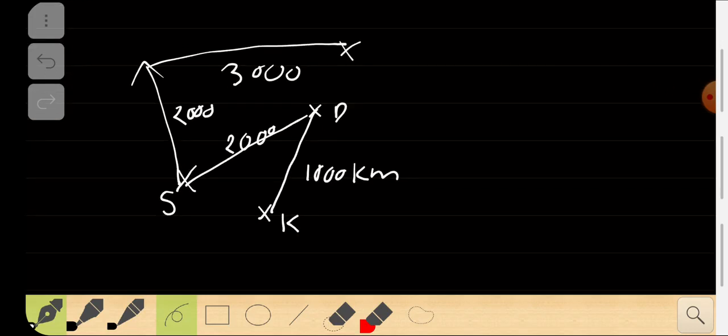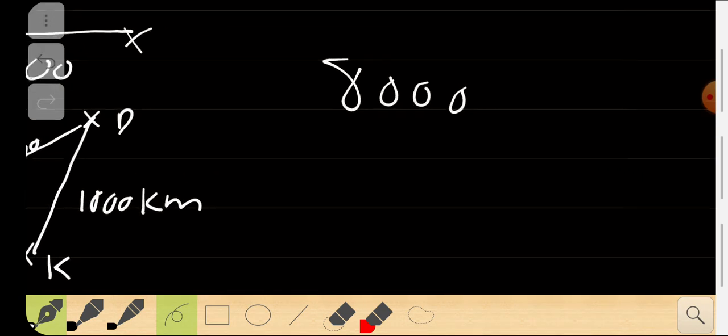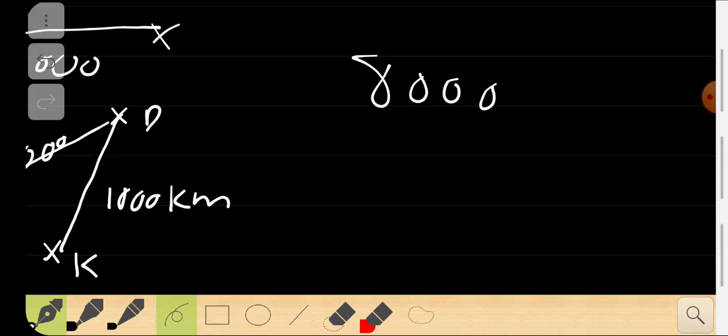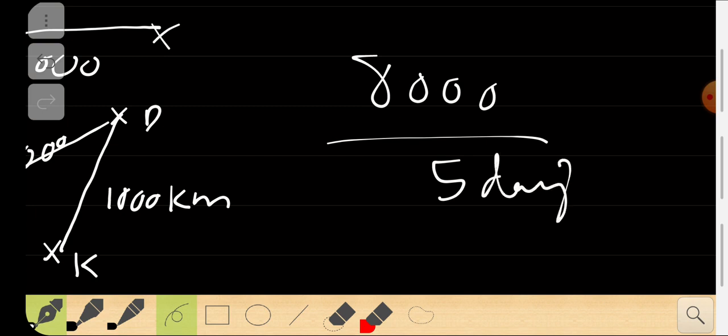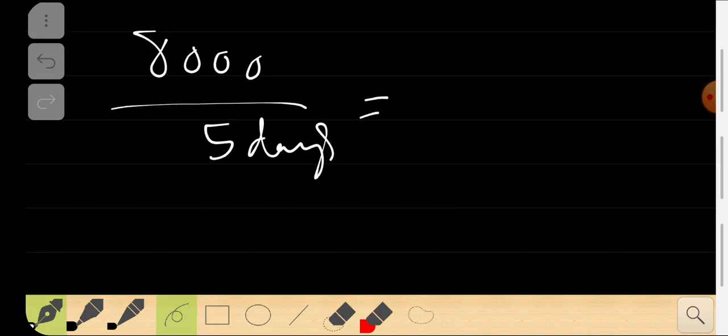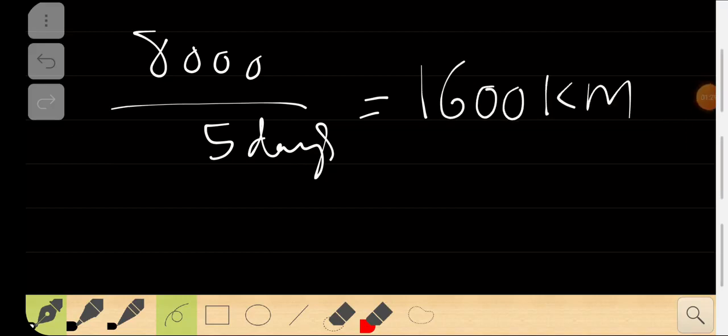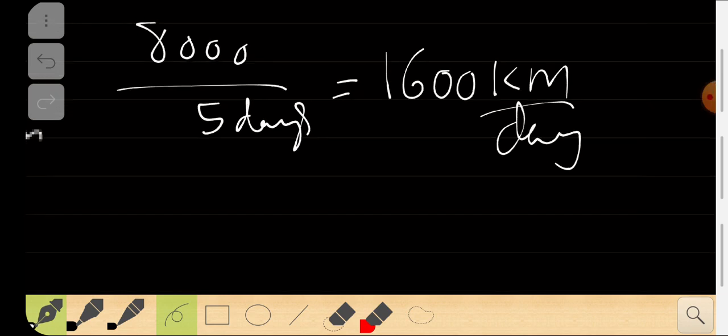If I do that, the total distance I've traveled will be the sum of all these, which will be 4 plus 4, which is 8000 kilometers. So 8000 kilometers is the total distance, and the time taken for me is, let's say, 5 days. If it's 5 days, then the speed with which I'm traveling is 8000 divided by 5, that is 1600 kilometers per day. That's the speed of my travel.